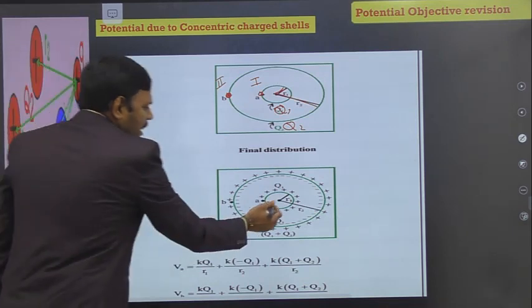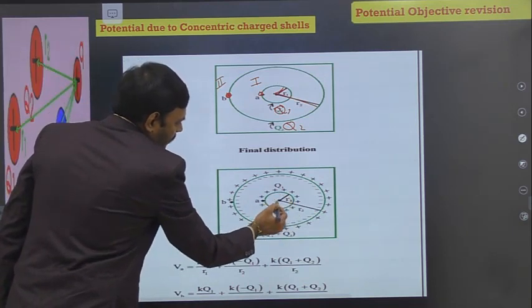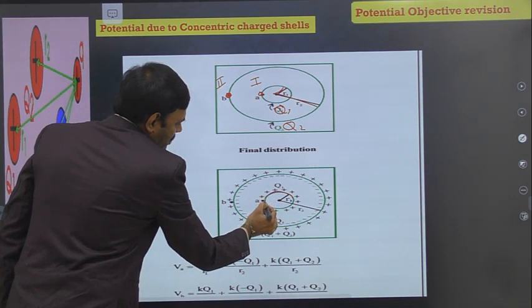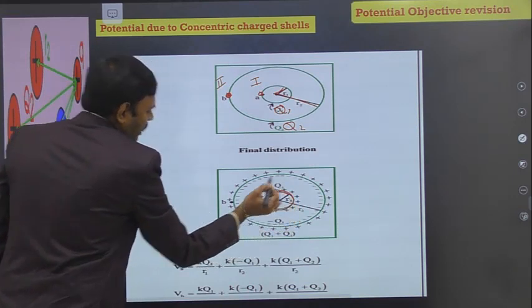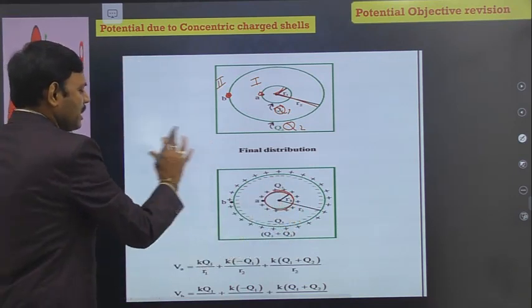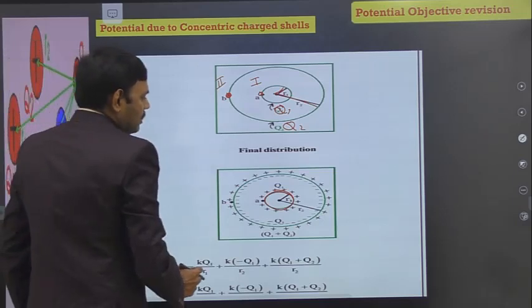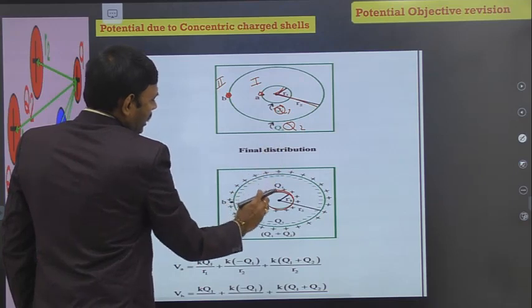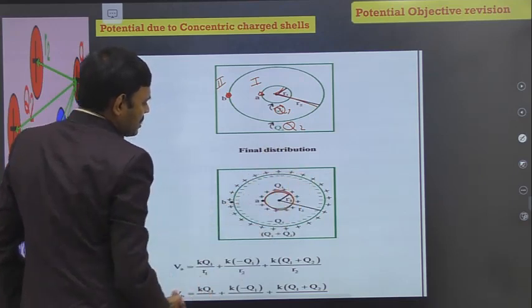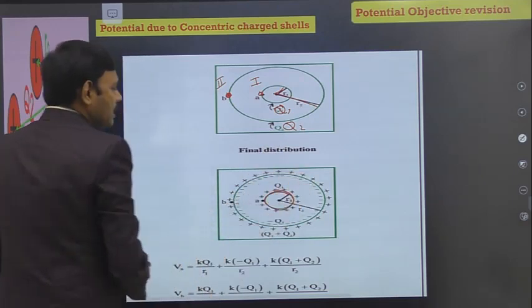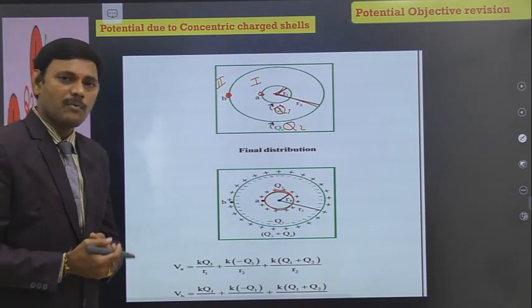Suppose Q1 is the charge here. On the surface of the first sphere, we have charge Q1. These are hollow spheres, concentric spherical shells. It is surrounded by another charged spherical shell of charge Q2. Here we have to consider the induction phenomena.